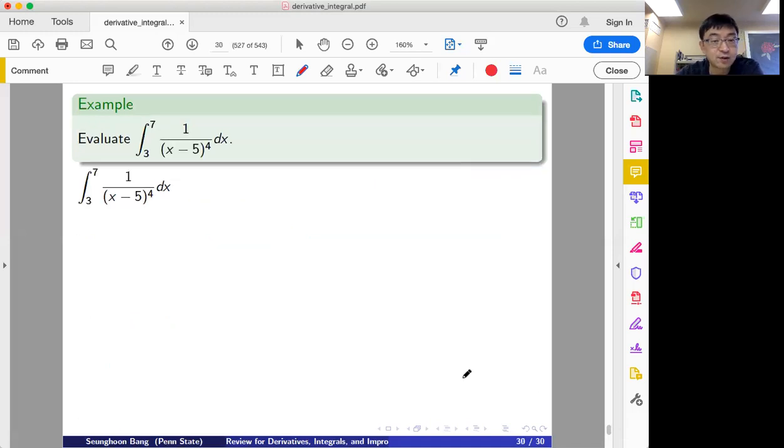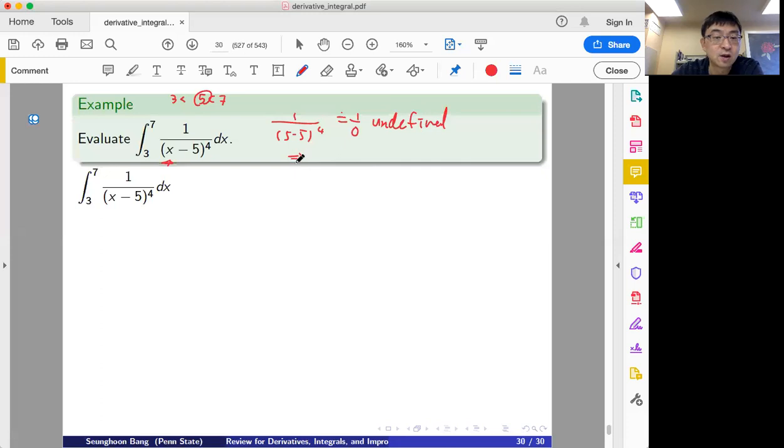Integral from 3 to 7 of 1 over (x minus 5) to the 4th. So what's that? The number 5 is between 3 and 7. You can plug 5 into the bottom one. What happens? 1 over (5 minus 5) to the 4th, 1 over 0, undefined.